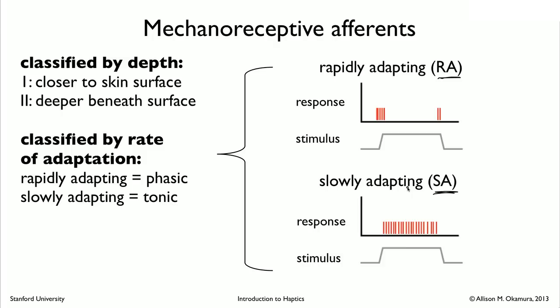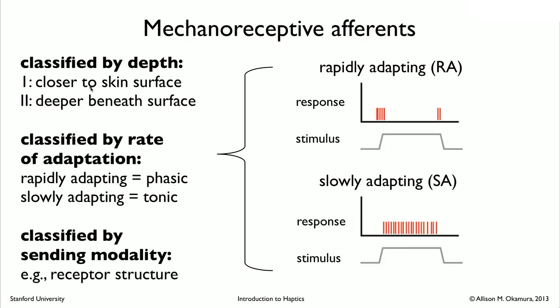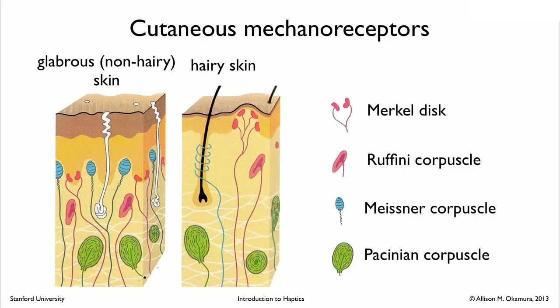So if you see something that's an RA1 sensor or mechanoreceptor, then you can say that this is a rapidly adapting mechanoreceptor, which is close to the skin surface. Finally, people sometimes also classify mechanoreceptors just by the general sensing modality. So what is the physical structure of the receptor?